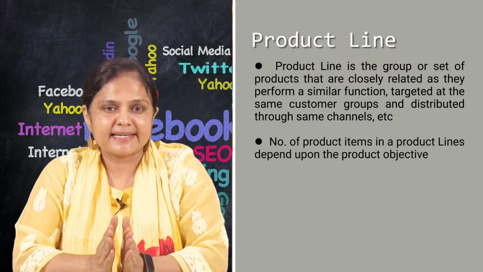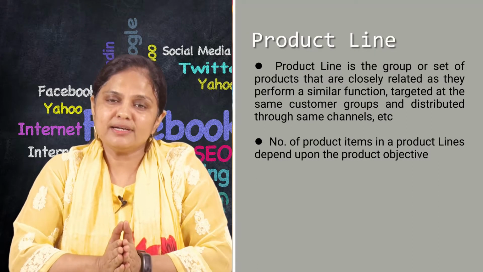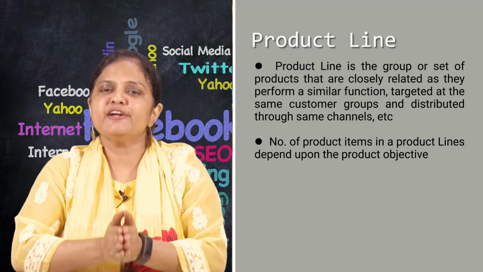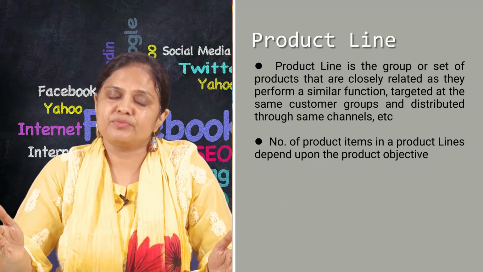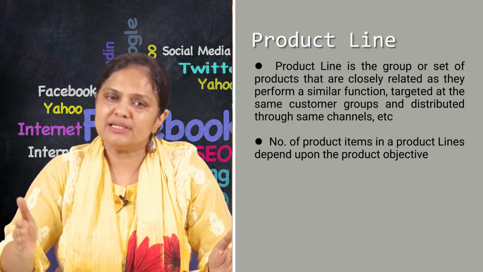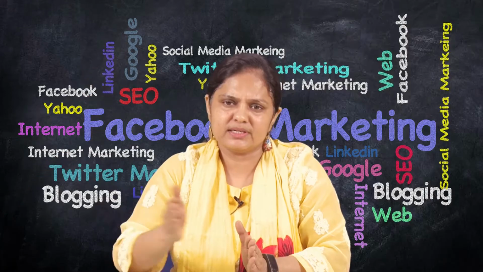The number of product items in a product line depends on the product objective. So what kind of product objectives the company is setting, that determines how many products are going to be there in the product line, right? We'll discuss how in the subsequent slides.